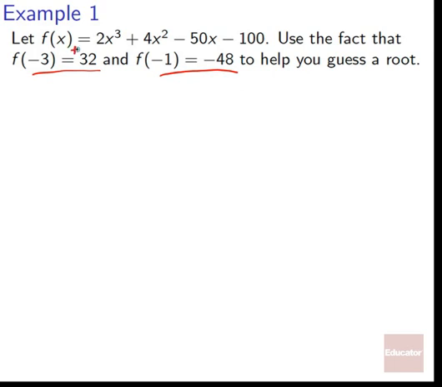Notice 32 starts off positive, this one's negative, so that means between these two things, right, at negative 3 we're somewhere really positive. At negative 1 we're somewhere really negative. So we know somewhere on the way it manages to cross, so we know we've got a root there. So how are we going to guess it?